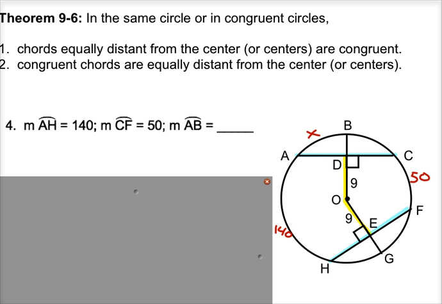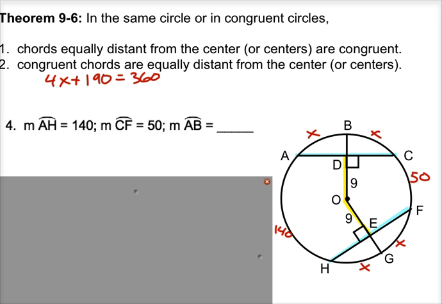Well, I know that BC is also going to be X because the chord is perpendicular to the radius. Well, it's the same size as these pieces down below because that chord is the same distance away from the center. So if I make a big equation out of this, I know that everything added together is going to total up to 360. So I notice there are 4 X's plus a 140 and a 50 add up to 190. And it all has to add up to 360.